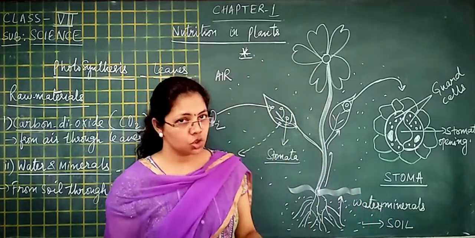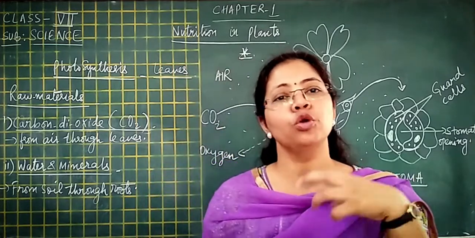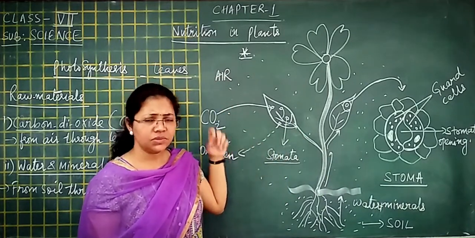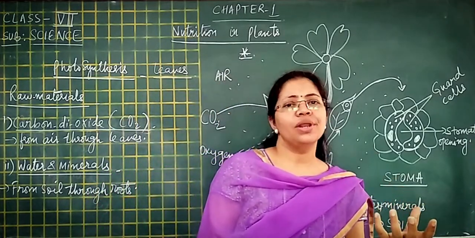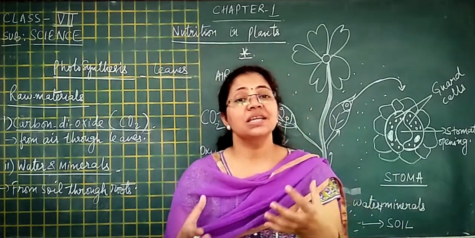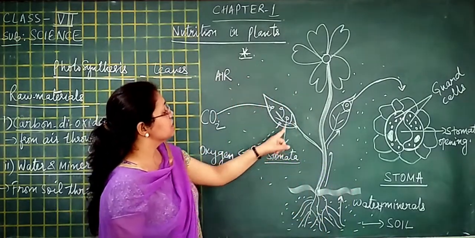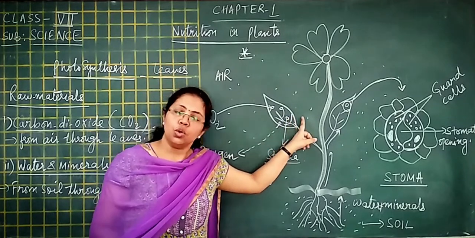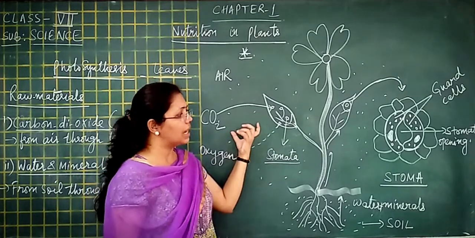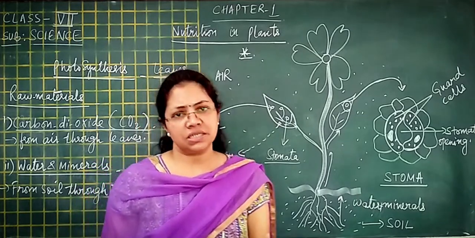Right, students? So, the important raw material carbon dioxide for photosynthesis reaches the leaves through stomata. Now, students, in the previous video lecture we discussed that during photosynthesis, oxygen gas is also released. So, that oxygen gas is also released through stomata only, to the surrounding air. It means we can say that at the time of photosynthesis, a kind of exchange of gases is taking place.